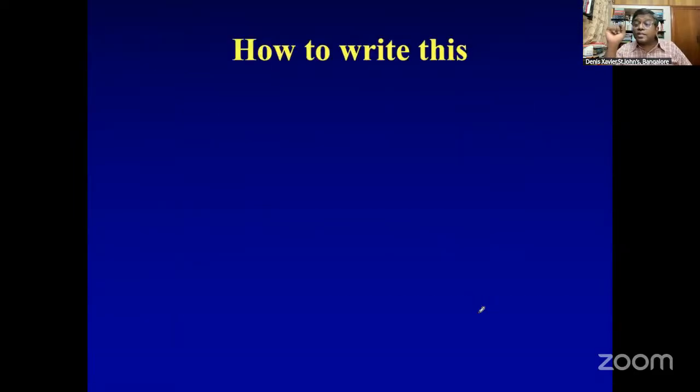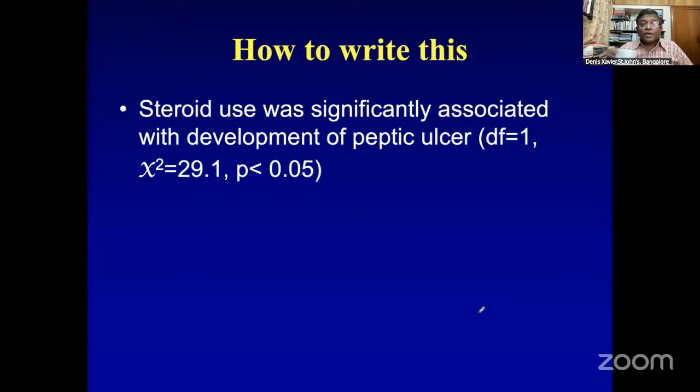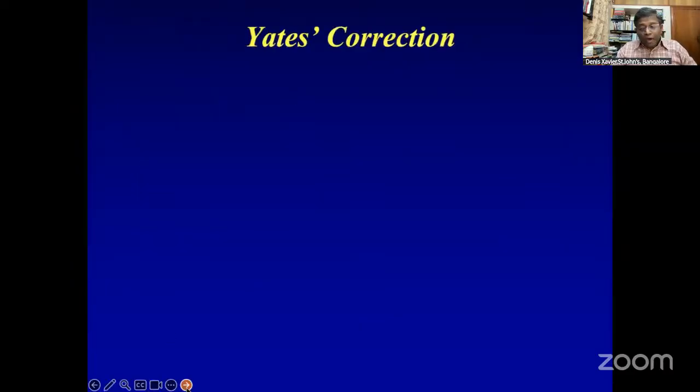Now, how to write this in the journal articles? This is how we write. Steroid use was significantly associated with the development of peptic ulcer. Then we need to mention degrees of freedom equals 1, the chi-square value is 29.1, and p less than 0.05. Now, these days, software will give you the actual p value, something like 0.00321. The software will give you. So that is how we do the chi-square test and we report it.